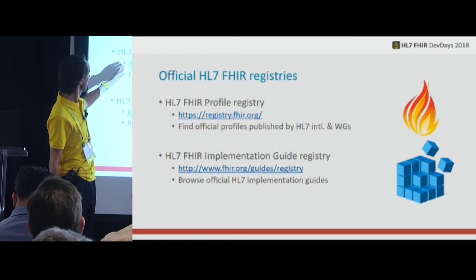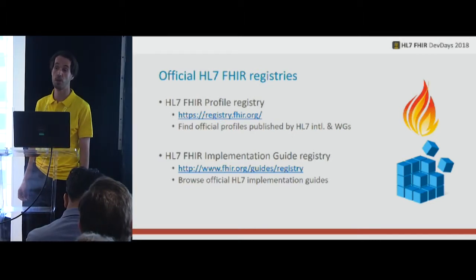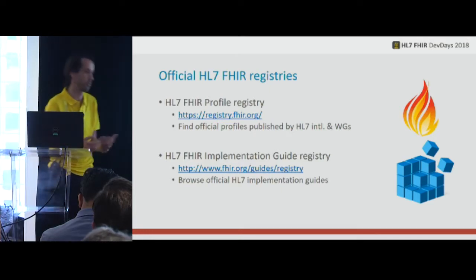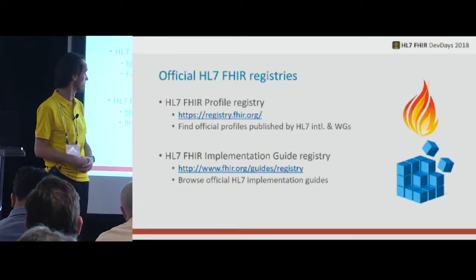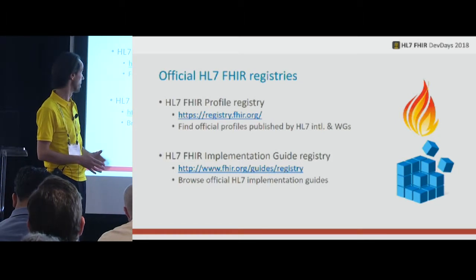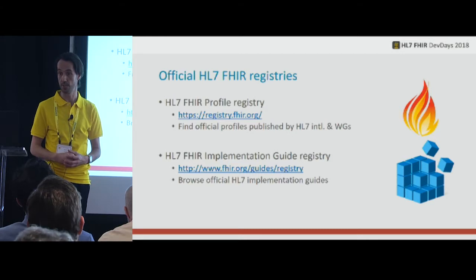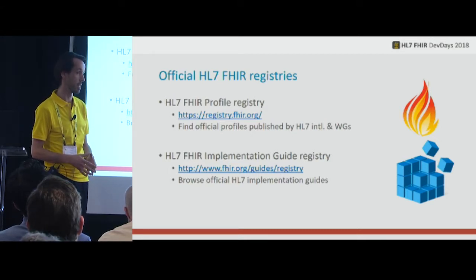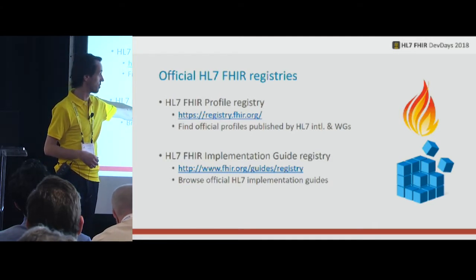So the FHIR organization actually controls this, the FHIR registry, and that's where you can find all officially published profiles. What is official, the author determines that. But it'll be no longer in draft, it will be final. And there's also an implementation guide registry where you can find all the official implementation guides published within the HL7 community. For example, Argonaut. And that's also up there on the FHIR.org URL.